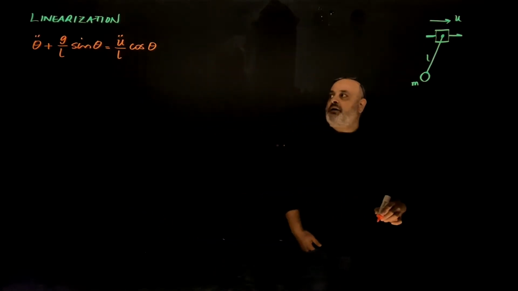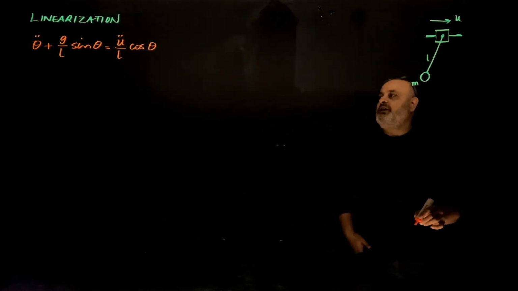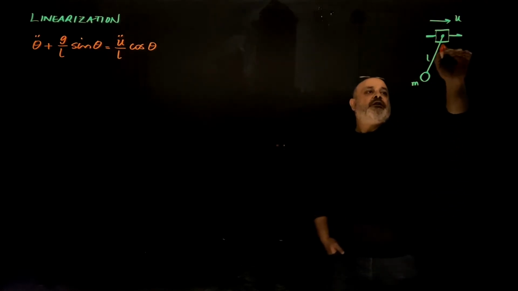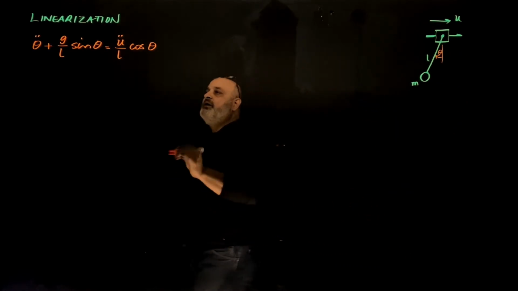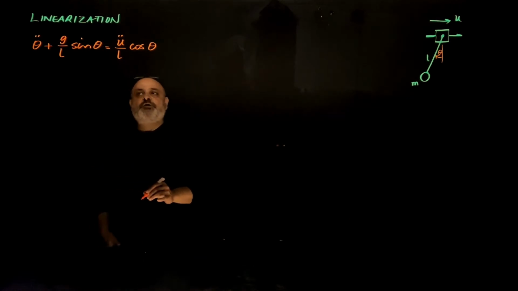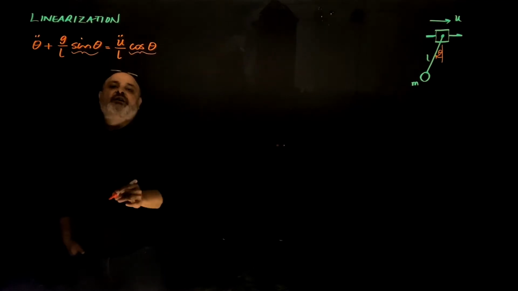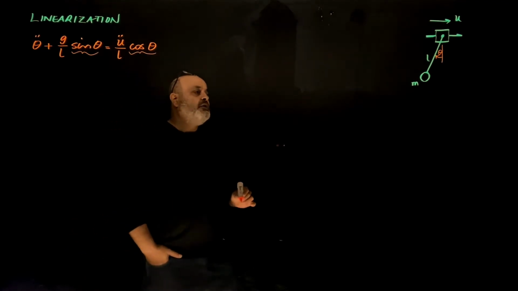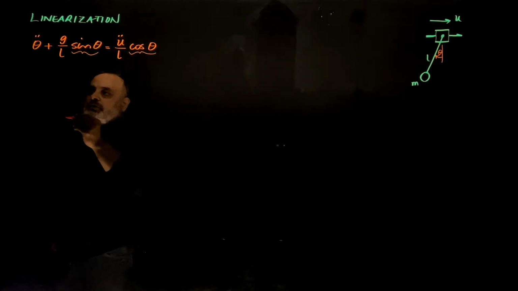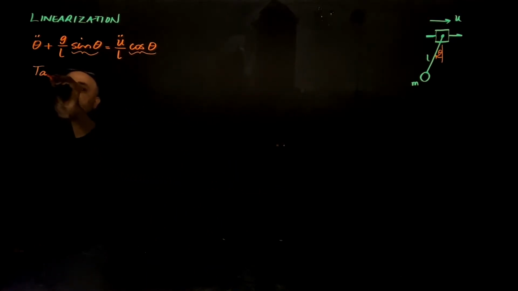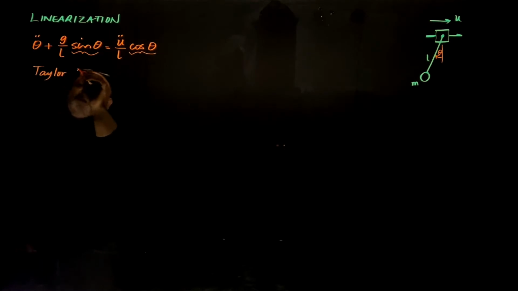Okay. And this is obviously a nonlinear equation of motion. You can derive that simply using the Newtonian or energy approaches. Either way, you will end up with this equation of motion. And I have two nonlinear terms, the sine and cosine. And to get rid of these terms, we're going to use what we know as Taylor series.